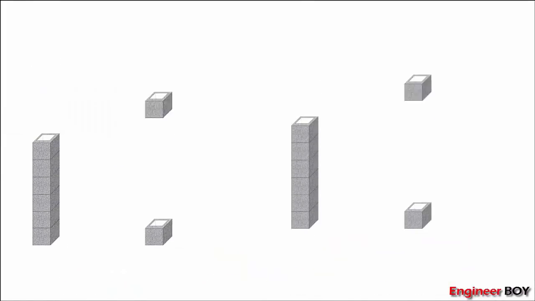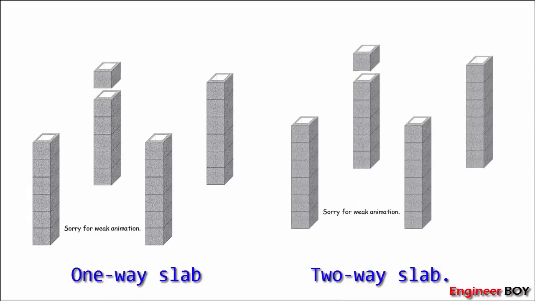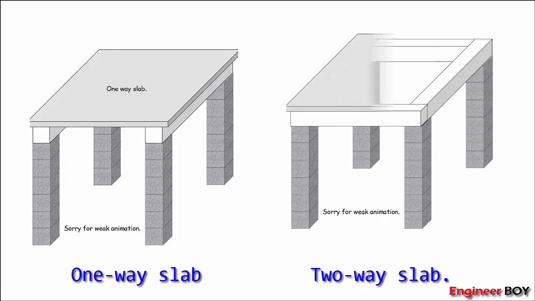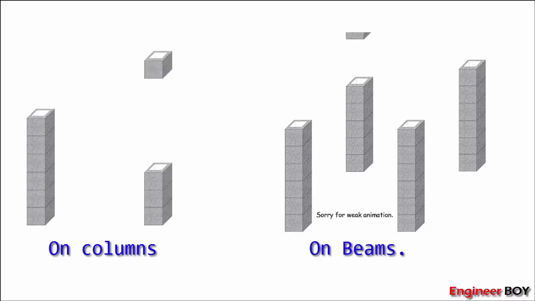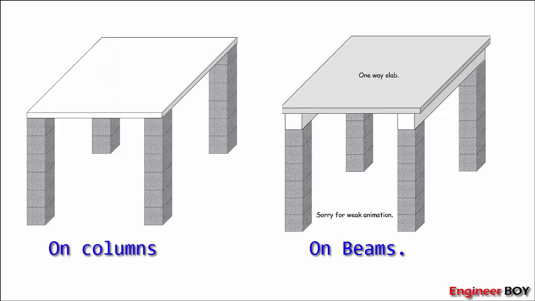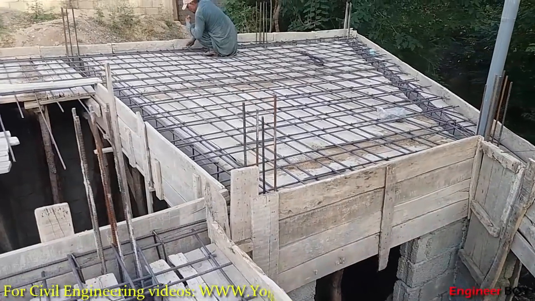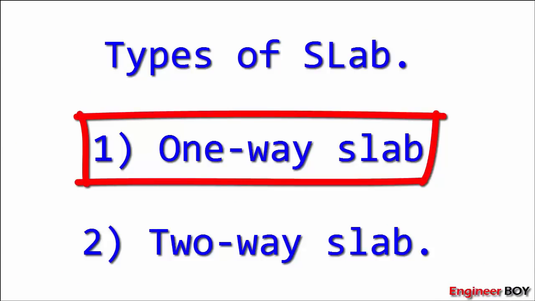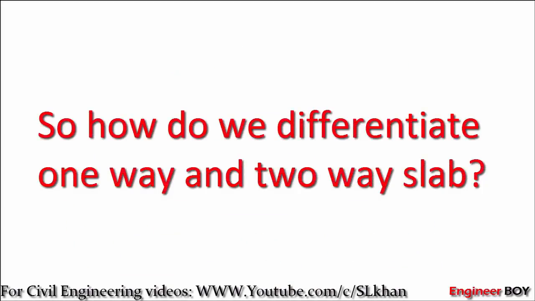Slabs are basically two-dimensional construction members which can be provided to cover floors and transfer the loads further to beams or directly to columns. Slabs can be constructed directly on columns or on beams, which can divide slabs into two types or classes. That's why we can see these two terms about slabs, like the one-way slab and two-way slab. So how do we differentiate one-way and two-way slab?